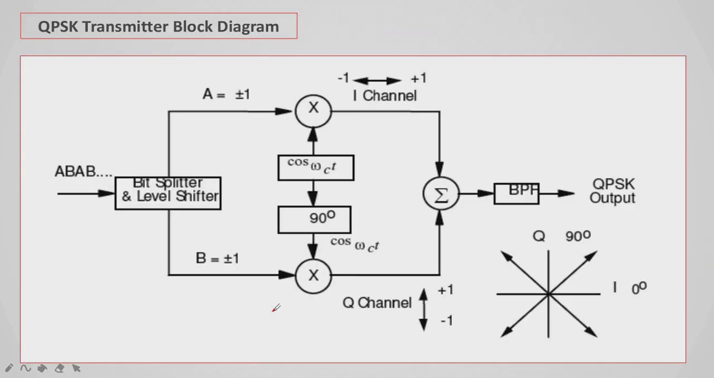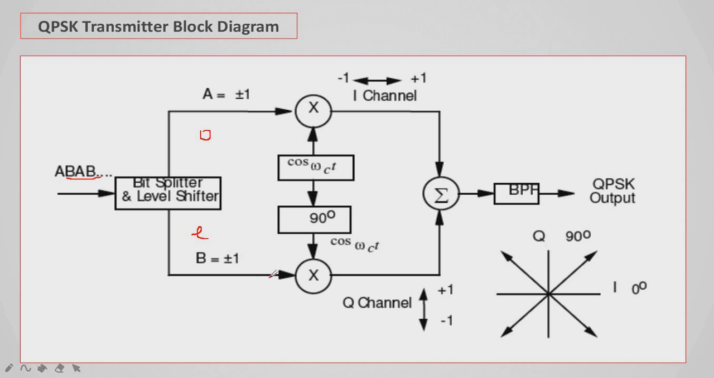Next, the block diagram. Here AB is the binary, and this binary needs to be split, so it is given to the splitter. The upper part is considered as the odd bit, and the lower part you can consider as the even bit. In odd also we will have binary bit 1 and binary bit 0. If binary bit 1, you have to assign plus 1. If binary bit 0, you have to assign minus 1.